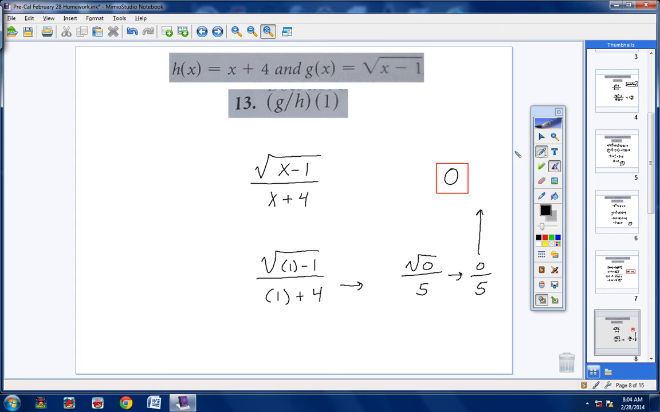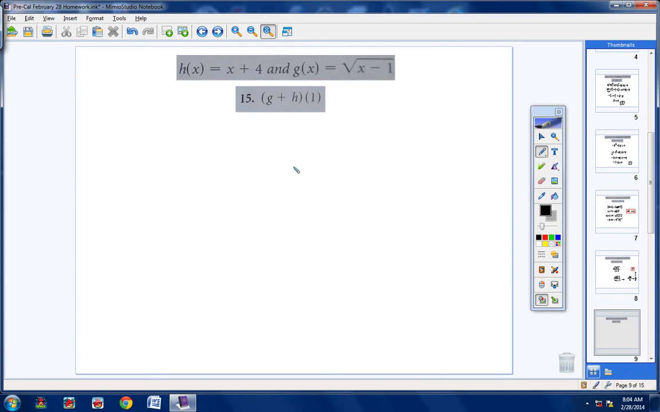Okay, moving on now to number 15. All right, we have g plus h. So I'm going to write my g function first, the square root of x minus 1, close my parentheses, plus, and then my h function, x plus 4. Now, outside of this parentheses, there's a positive sign, so nothing changes inside the parentheses. It's just the square root of x minus 1. And there's a positive sign in front of this parentheses, so nothing changes. It's just positive x, positive 4.